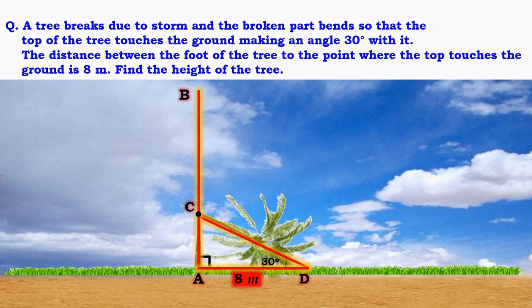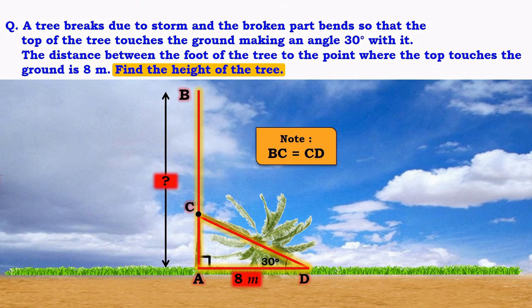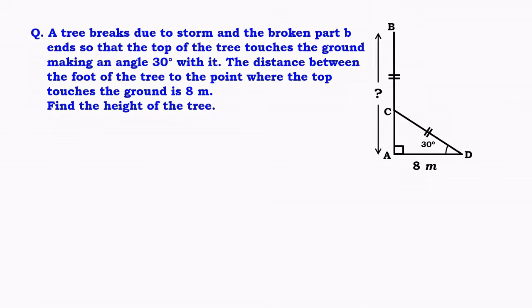Also, as shown in the figure, the length of the broken part is equal to CD, and this is equal to BC. The complete height of the original tree will therefore be the length from A to C plus the length from C to B. Let us now solve this problem step by step using a suitable trigonometric ratio.